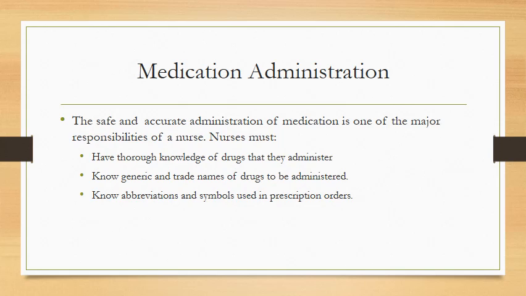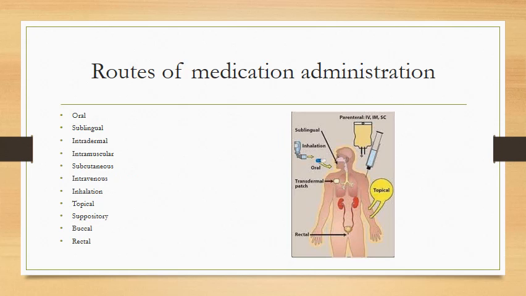Nurses must have thorough knowledge of the drugs that they administer, know generic and trade names of drugs to be administered, and know abbreviations and symbols used in prescription orders. The routes of medication administration are oral, sublingual, intradermal, intramuscular, subcutaneous, intravenous, inhalation, topical, suppository, buccal, and rectal.